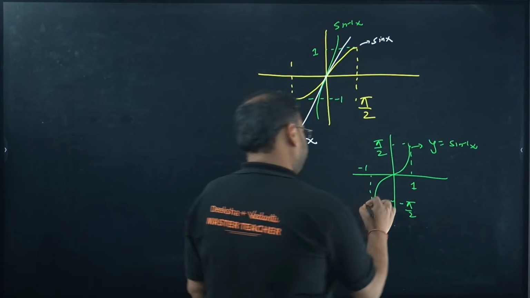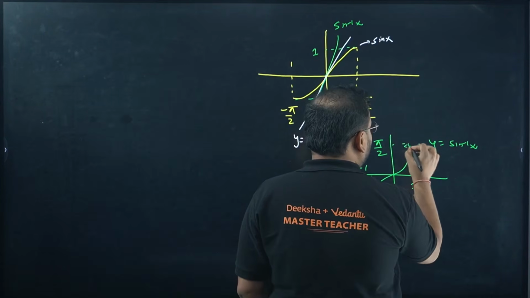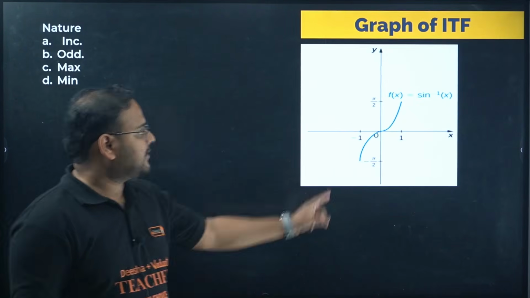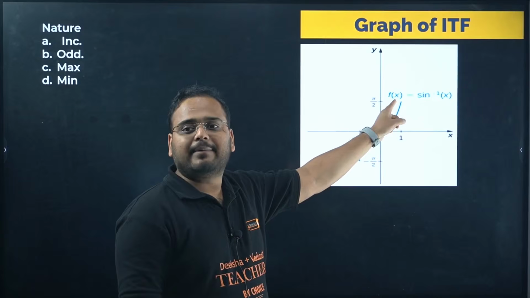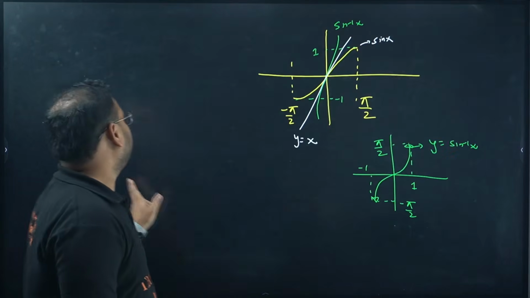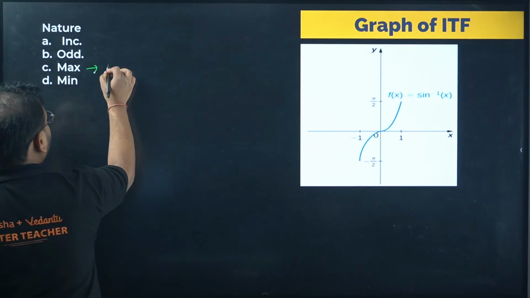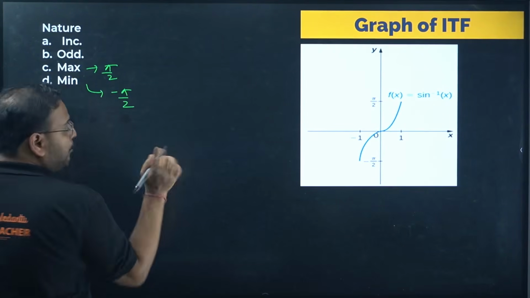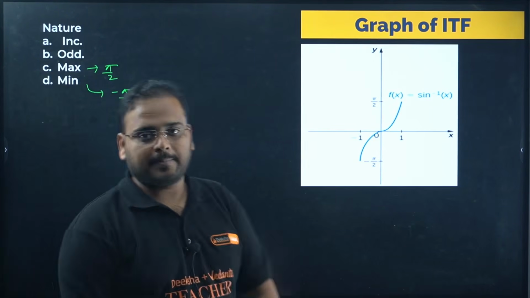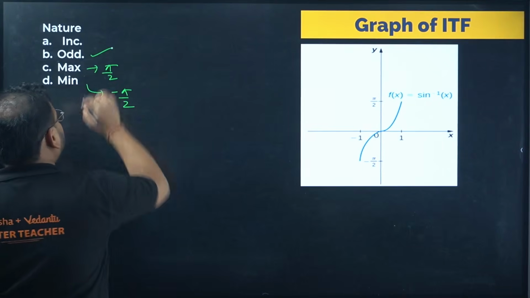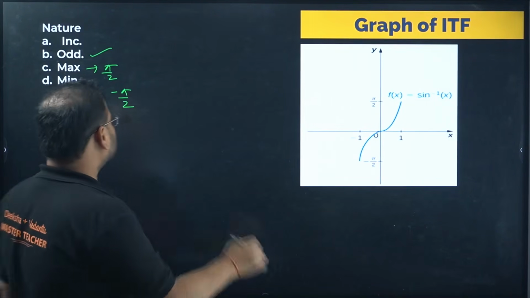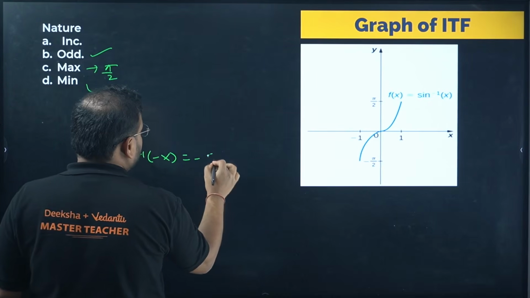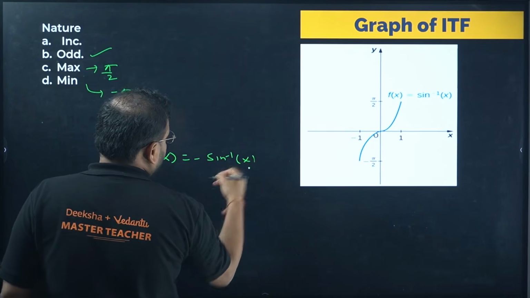Check here. This is your graph of y equal to sine inverse of x. So maximum value is pi by 2, minimum value is minus pi by 2. What is the maximum value? Pi by 2. What is the minimum value? Minus pi by 2. Output I'm talking about, not the input. It is an odd function, of course, sine is an odd function. What is the meaning of this? It means sine inverse of minus x will be minus sine inverse of x.